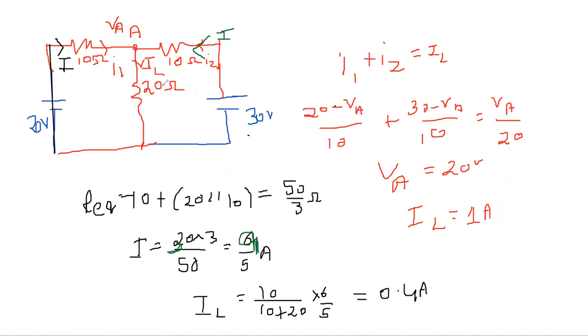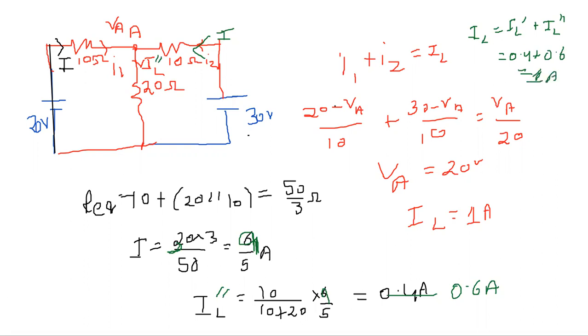So let IL double dashed be the current now, and the initial one was IL dashed. IL double dashed is again 10 by (10 plus 20) into 9 by 5, so it becomes 0.6 ampere. So what is IL? According to the superposition theorem, IL is the sum of the currents flowing in the same circuit due to each active source taken separately. So 0.4 plus 0.6 comes again as 1 ampere.